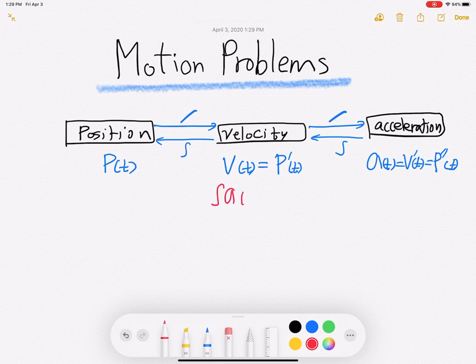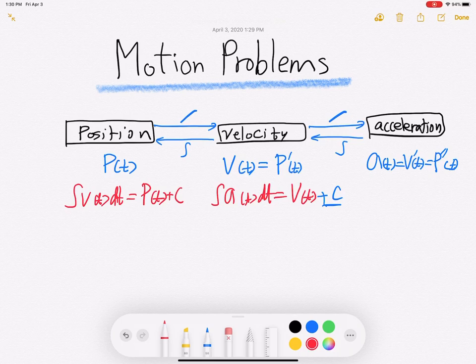The integral of a of t dt, that is what? The velocity function. Because the derivative of the velocity function is acceleration, the backward is the integral, right? The integral of the acceleration function should be the velocity function. But in this case, you need a C, the integration constant, so you have to find the C. You need some information to find the C anyway. Same thing: the integral of the velocity function is the position function with C.